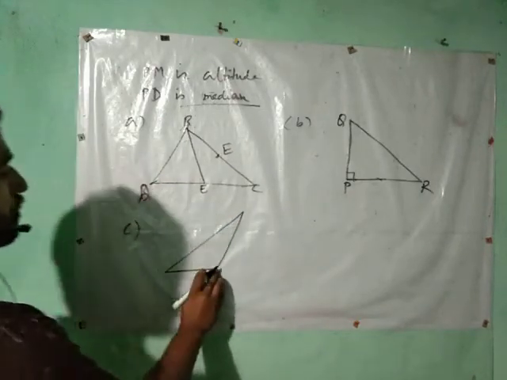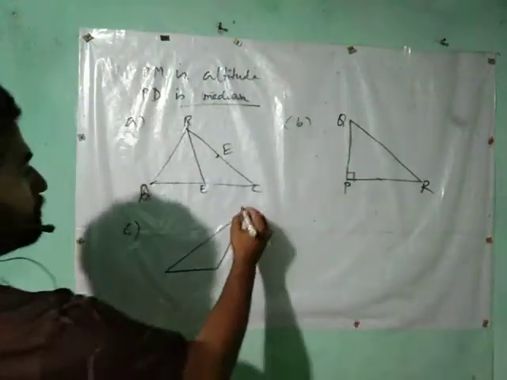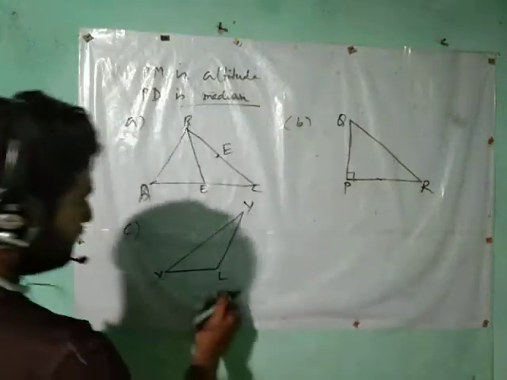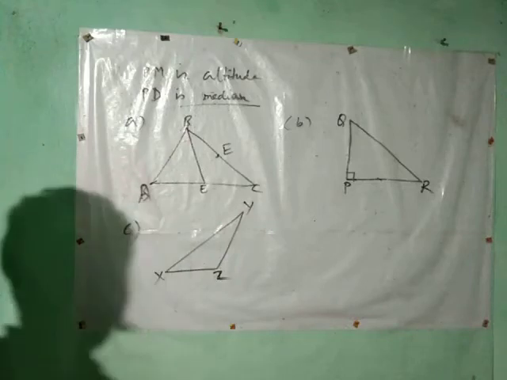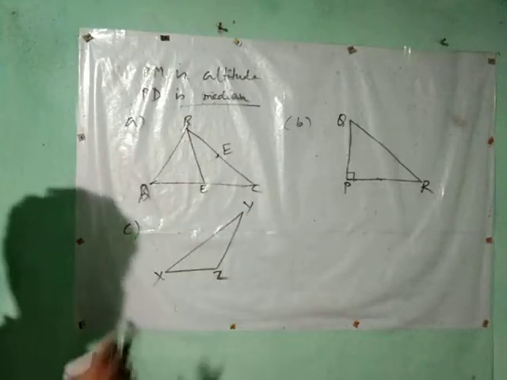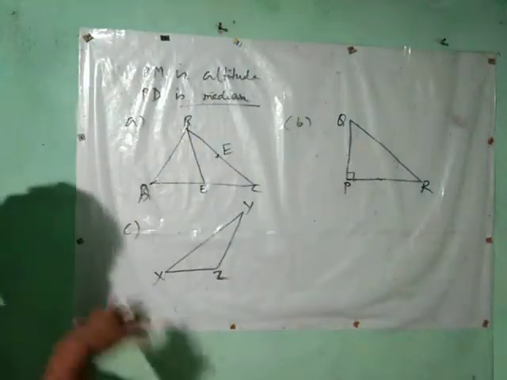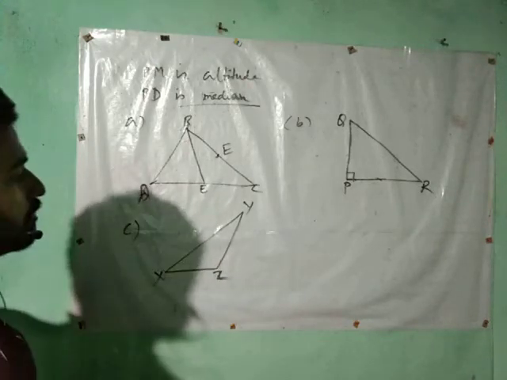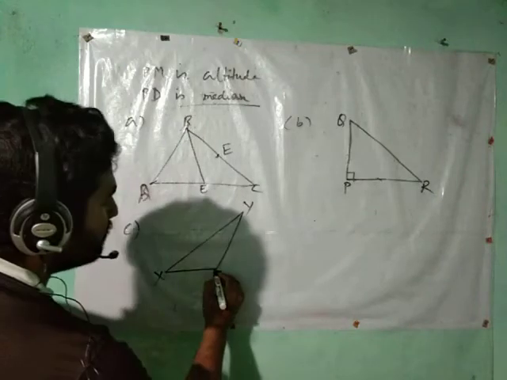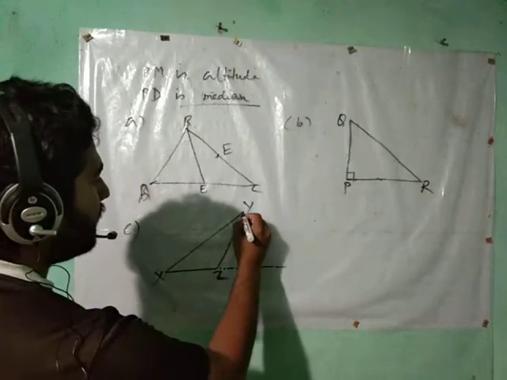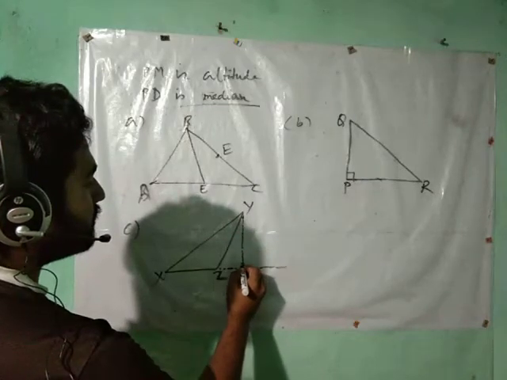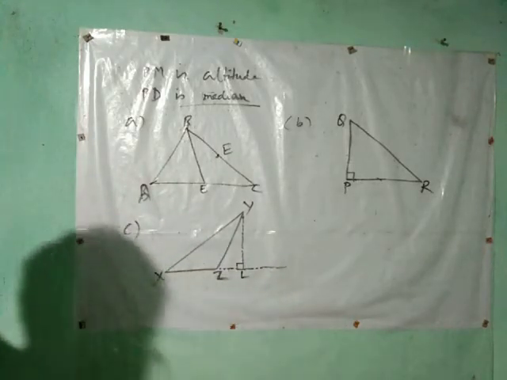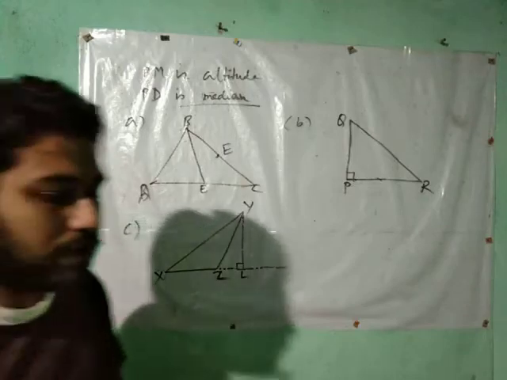See, suppose X, Y, Z. Sorry, it's my mistake. Triangle XYZ. If I need to draw an altitude exterior to the triangle, from Y to L, that means I have to extend this side, right? I have to extend this and draw this line such that it becomes 90 degrees. So this will be point L. So this is the figure that you need to draw for question number C. I hope you understood it, right?